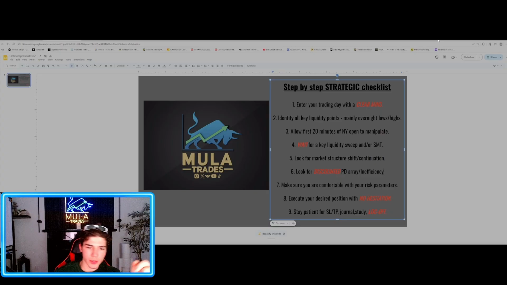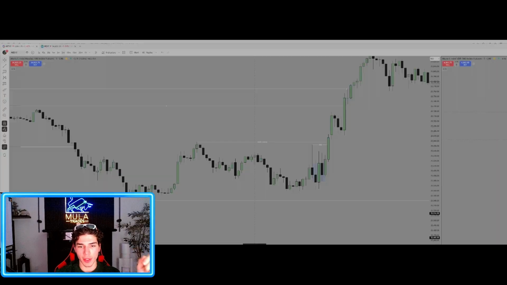Now, moving on to step number 6, you guys need to look for a discounted PD array / inefficiency. PD arrays are pretty much just order blocks and stuff like that. They also fall under the, well, inefficiencies, PD arrays, I look at them pretty similarly. Inefficiencies, I pretty much just mean fair value gaps, but inefficiencies sounds more professional. I don't know what the hell you want to call it.